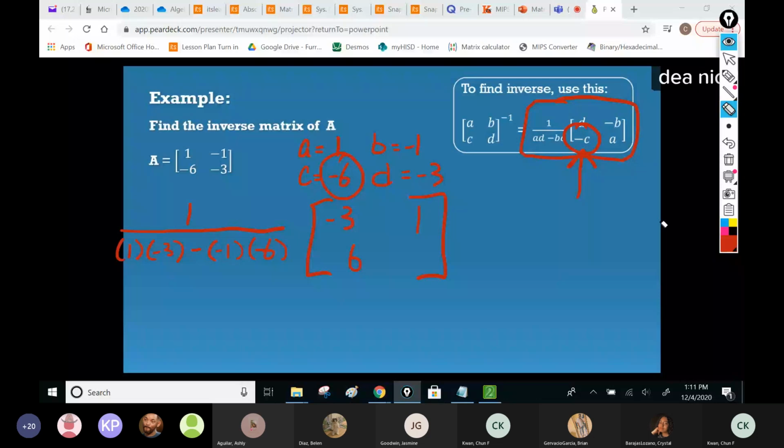And then the last number on the lower right, I need the A. Right? I don't have to do anything. Positive A. So I just put a 1 right here and I'm good.